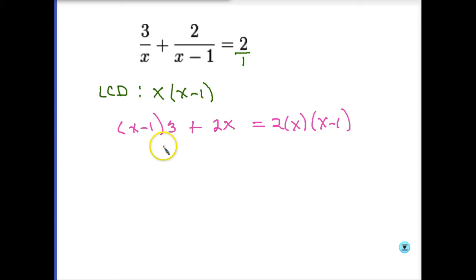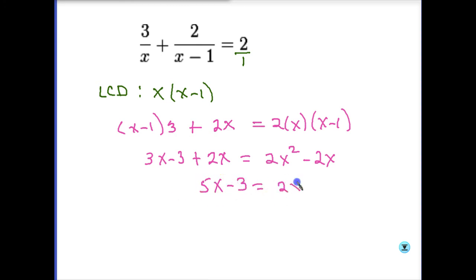Okay, so distributing the 3, we get 3x minus 3 plus 2x, sorry about that, and then that is equal to 2x squared minus 2x. Okay, 3x and 2x is 5x, and we still have the minus 3. So next step is to combine like terms. So what I'm going to do is subtract 5x, which I think is what you did. Then I would get negative 3 equals 2x squared minus 7x.